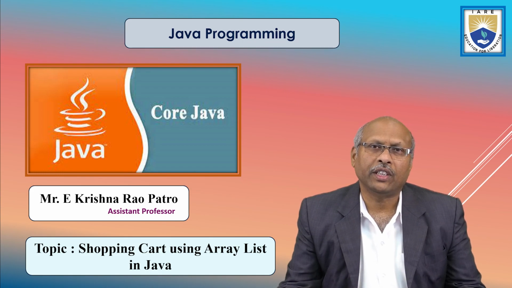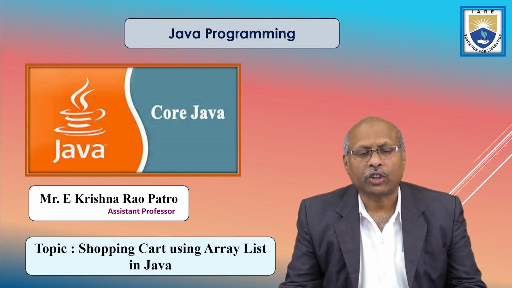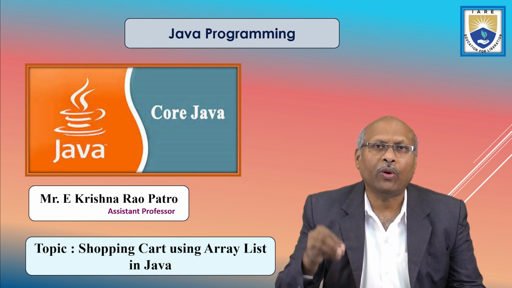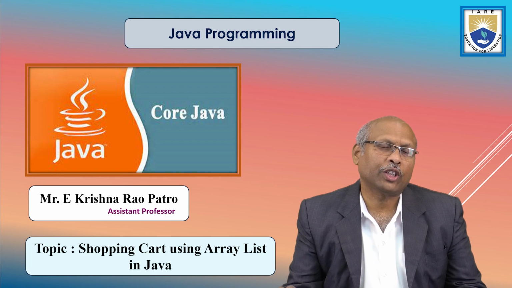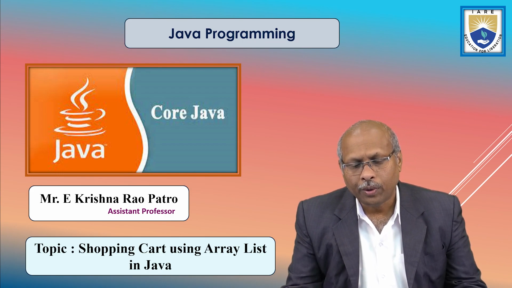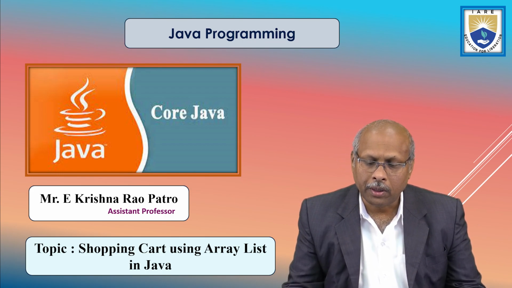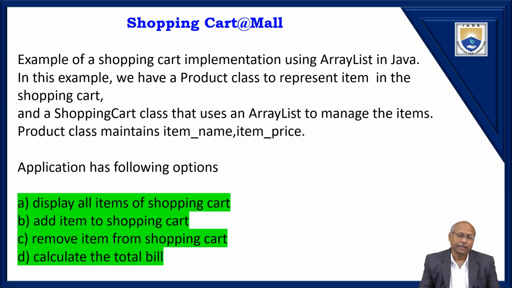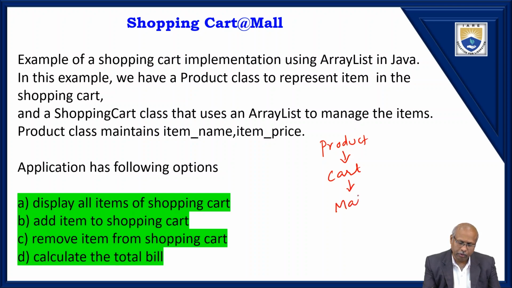Whenever you go to any shopping mall, the software they are using carries all the information in a single place. That is your shopping cart. Now we will implement how a shopping cart can be implemented with the help of ArrayList. Because when I say shopping mall, in a shopping mall you will find various products. That product you can put in a cart. That cart is controlled by the mall.